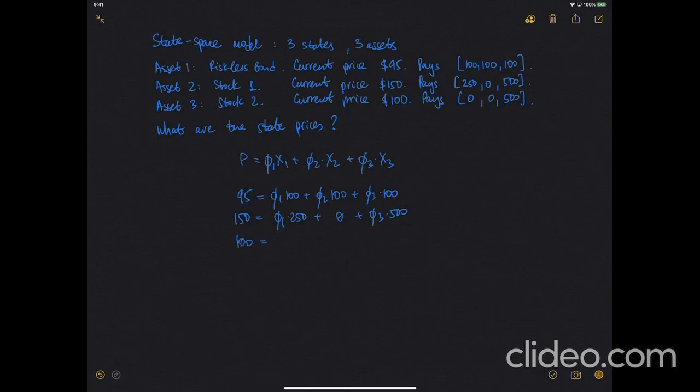we can write down the pricing equation for that stock, which is 100 equals phi 3 multiplied by 500. And the remaining phi 1 times 0 is 0, and phi 2 times 0 is 0 as well. So now we have this system of equations with 3 unknowns. It's a very easy system of equations to solve.